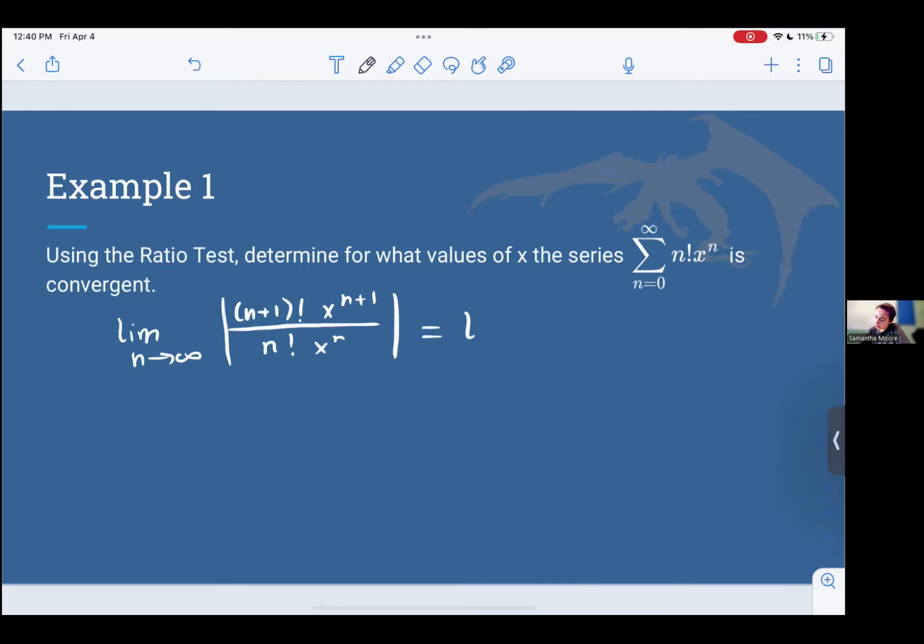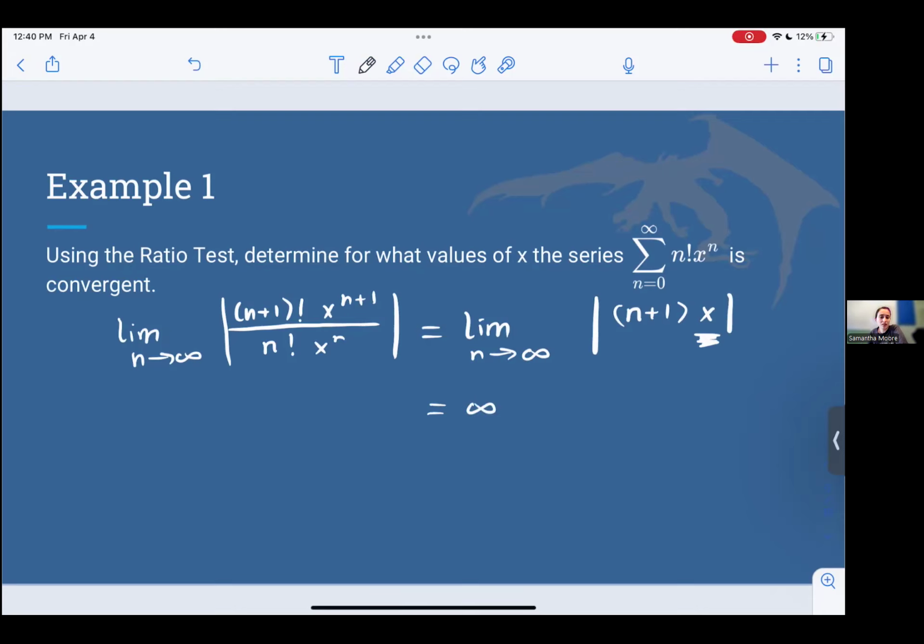Let's go ahead and simplify this down. The n factorials cancel, and we're left with n plus 1 in the numerator. And the x's cancel as long as x isn't 0, and so we're left with x in the numerator. Now the absolute value of this, for any given x, if we think about x being a constant for a moment, the limit of the absolute value of n plus 1 times that constant is going to end up being infinity.